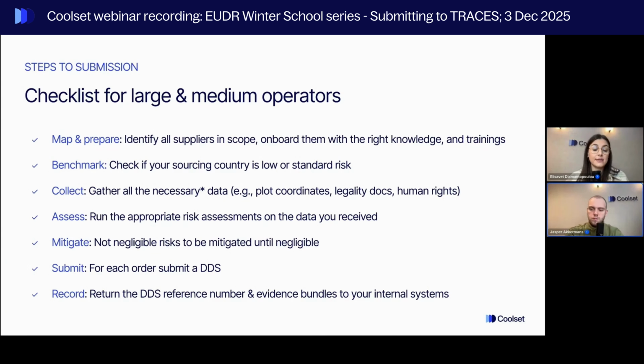And if any risks are above the negligible status, you have to move on to the next step, which is mitigate. You need to mitigate everything before you can create the due diligence statement. Once you have done this, the next step is to submit. So then you have everything ready, and then every time you have an order that comes from an origin that you have already collected, assessed, and mitigated, you can be creating new due diligence statements for your orders.